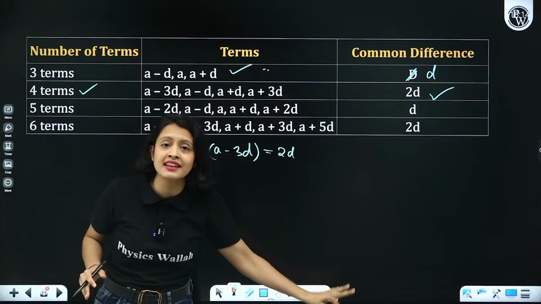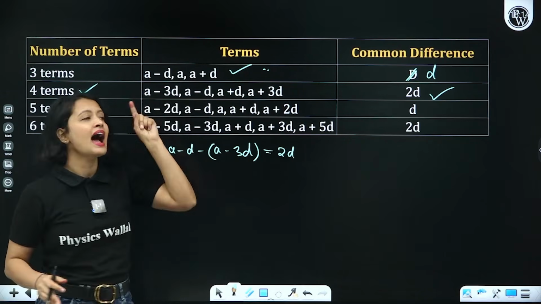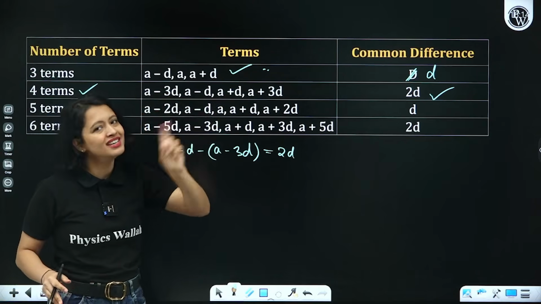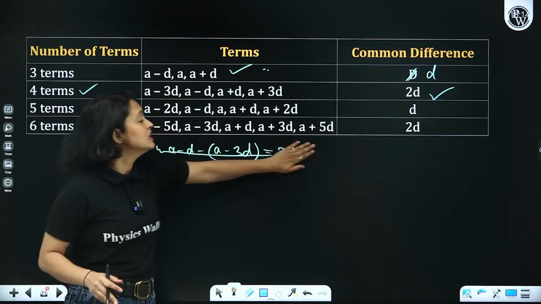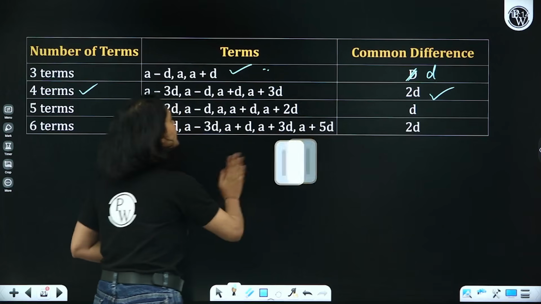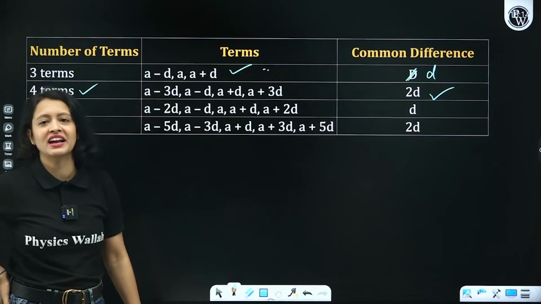I'm repeating this again and again because a lot of people make the mistake and assume that D is the common difference. D is not the common difference. And again, the thought process is the same. When you take the sum of all the 4 terms here, you will get 0.